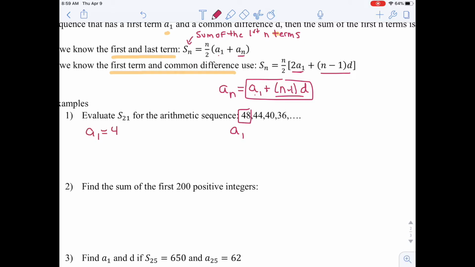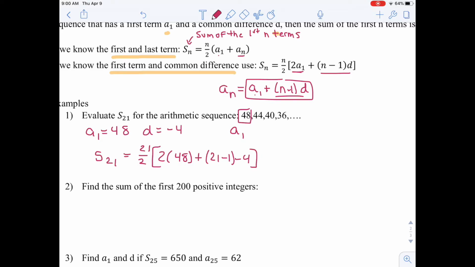So we know that a sub 1 is 48, which, since we're going down 4, your common difference would be negative 4. So we know first term and common difference. We're going to use that second formula. So S sub 21. Now your n is right there. That's the 21 over 2 times 2 times 48 plus 21 minus 1 times a negative 4.